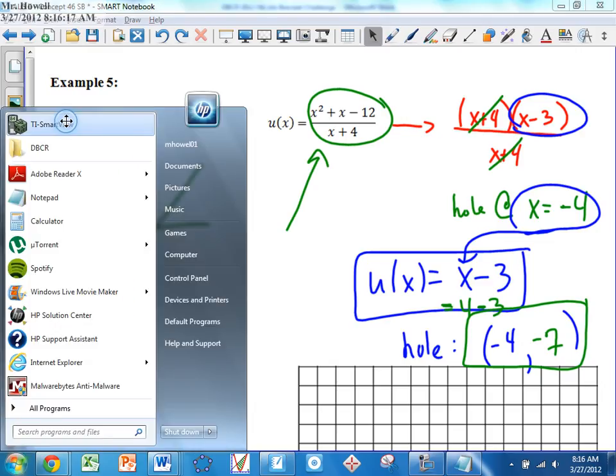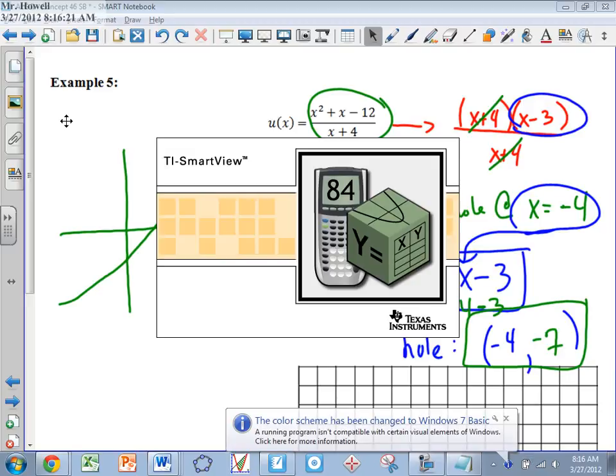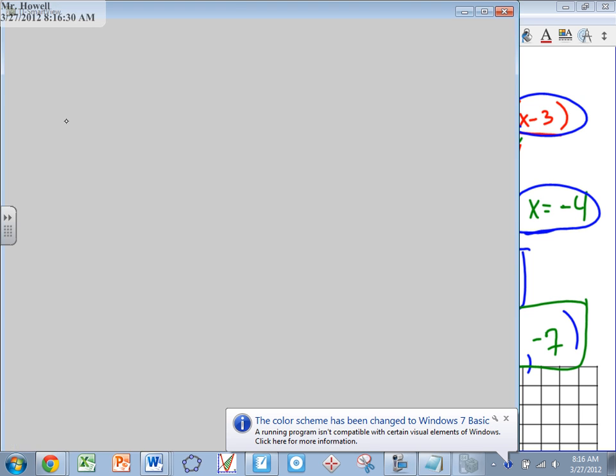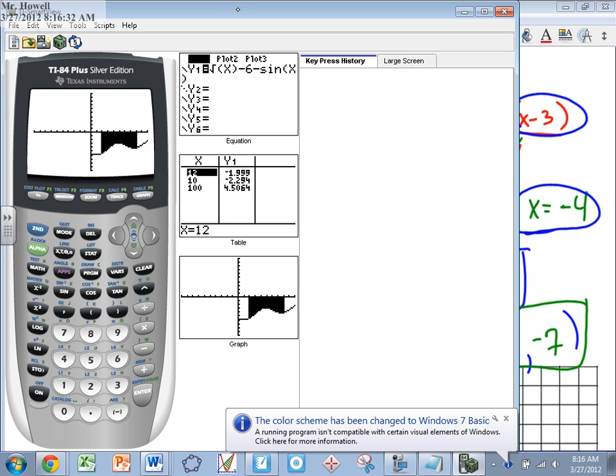I see some confusion on faces. It's not going to be exactly 7, and it can't. Why? Because there's a hole there. There's nothing there. It's like an empty space. That's why you're not going to see that. But the idea is the limit, and let's talk about that now.